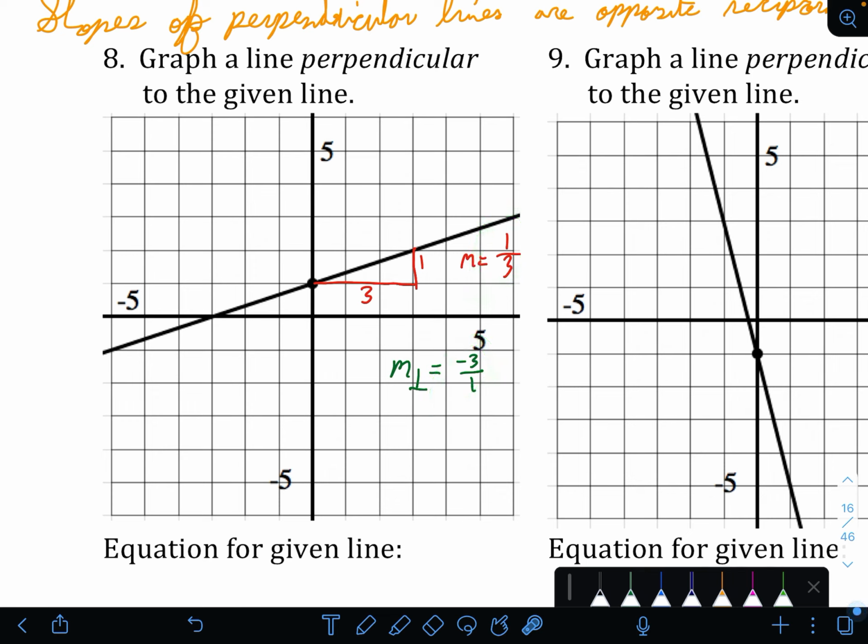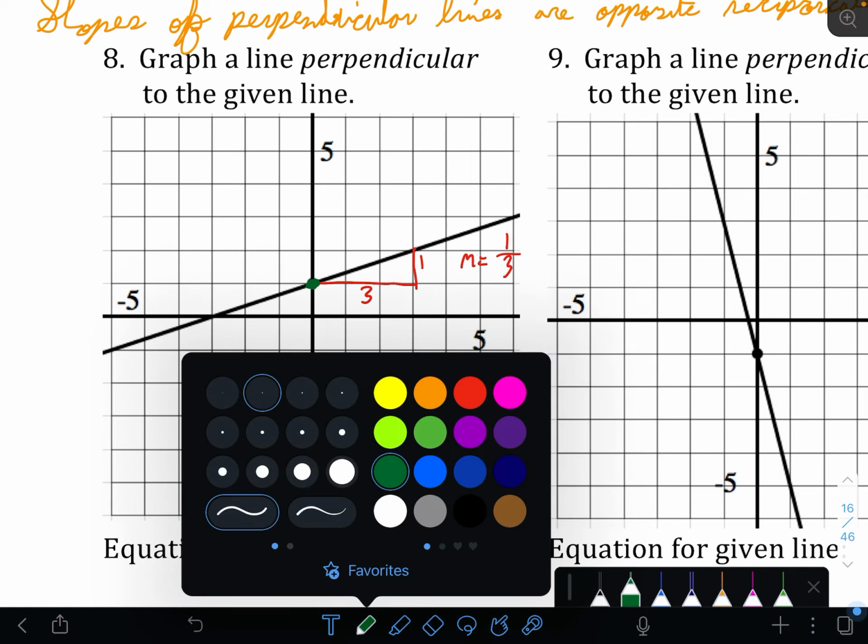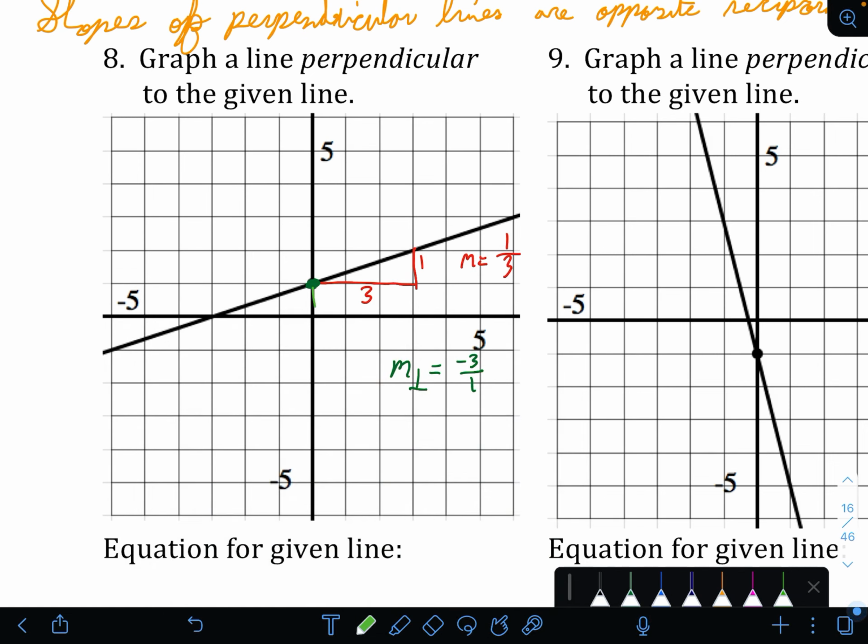So they're negative reciprocals. And that tells me exactly how my perpendicular line is going to go. Now, what's real nice about this is there's a point that's already kind of used here. I'm going to just use that point. And I'm going to use the slope to get another point so I can graph my line. I'm going to go down 3, and I'll use green. I don't want to use green to do that. I'll use a lighter green to do that, actually.